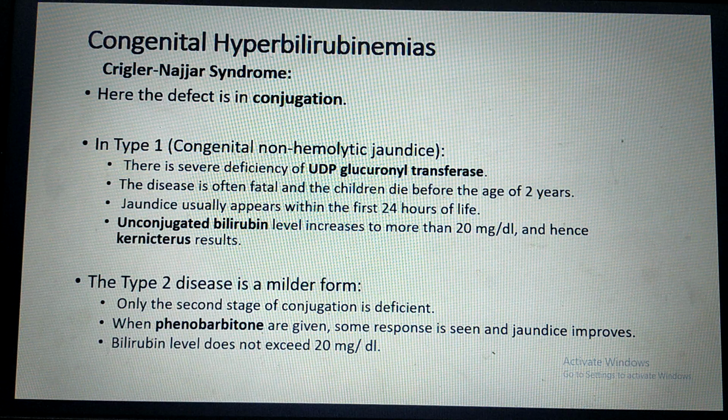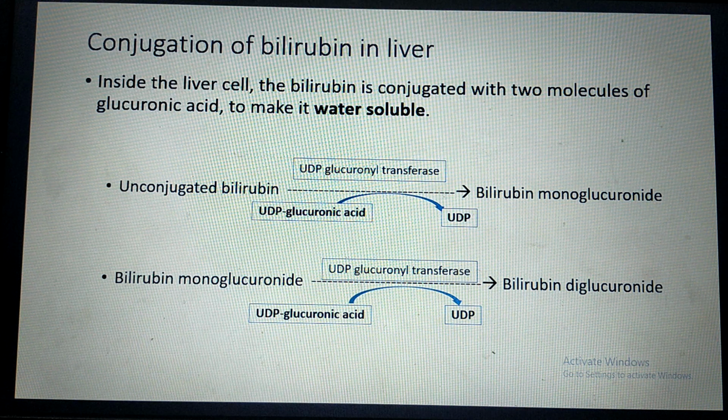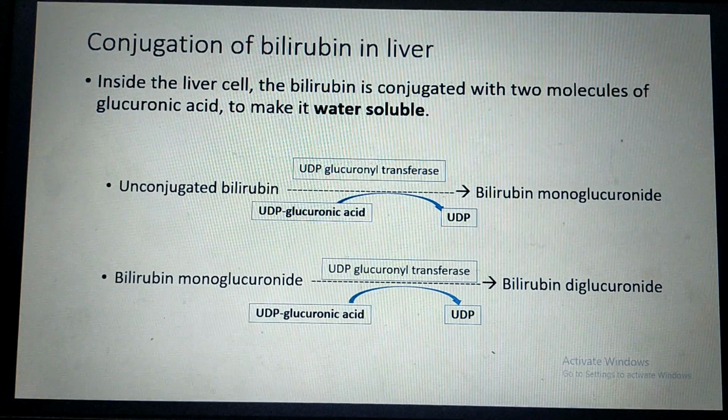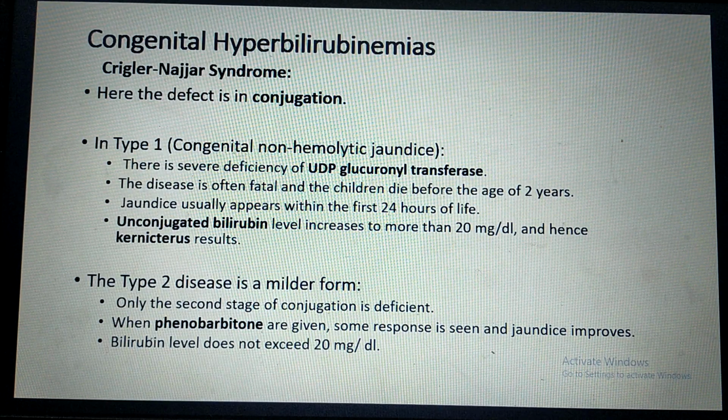What is the role of this enzyme? This enzyme helps in the conjugation of unconjugated bilirubin to conjugated bilirubin with the help of glucuronic acid. This is the step that we studied in the last lecture. UDP glucuronyl transferase converts the unconjugated bilirubin into conjugated bilirubin, and after conjugation, bilirubin can be easily excreted because it becomes water soluble. So in this case, due to deficiency of the enzyme, the conjugation process is affected, and hence unconjugated bilirubin level increases.